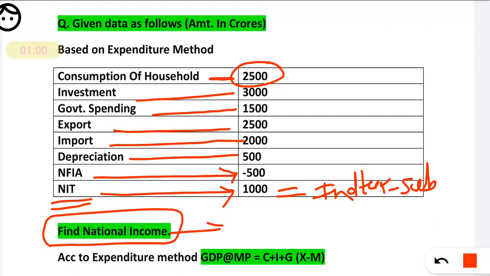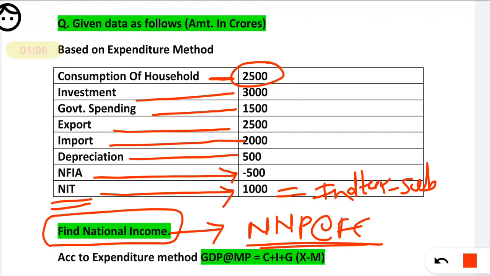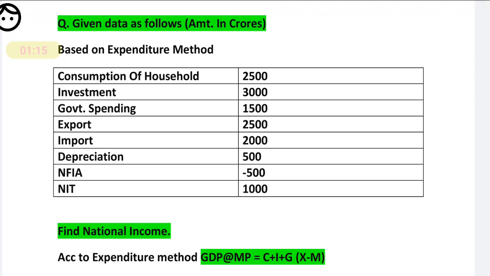So what is the national income? It is the net national product at factor cost. This is the national income. So to compute NNP at factor cost, that is national income, you must calculate GDP first. From observing the given data, you can easily say that in the numerical they have indicated to use the expenditure method. So how to calculate GDP by the expenditure method?